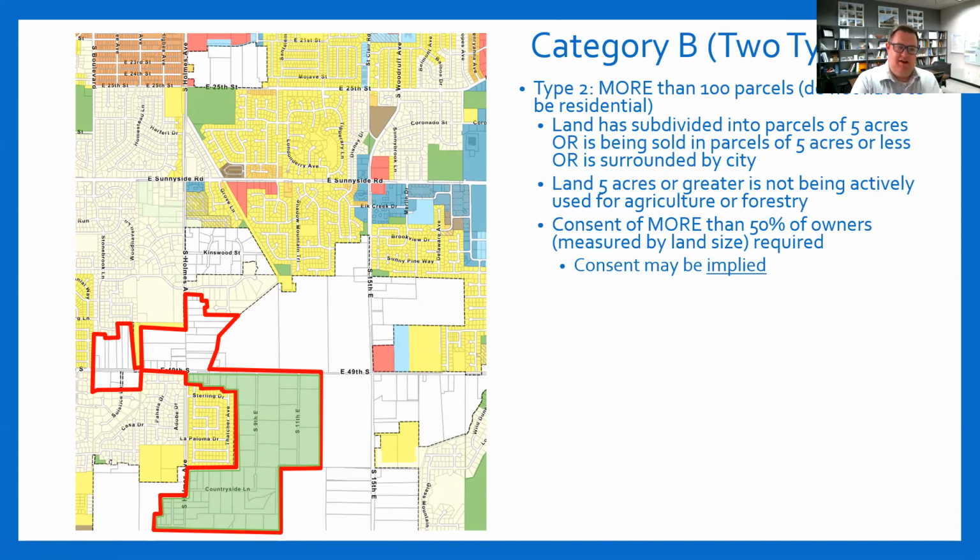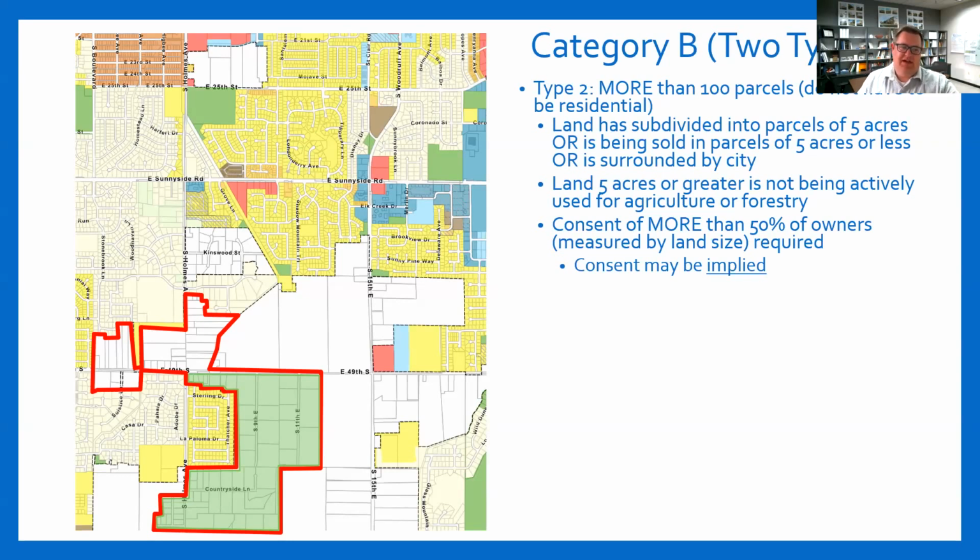So if you remember in category A, what we were talking about is an owner coming forward with a written application saying, I want to be part of the city. Often that doesn't happen with category B. But what the state statute means by implied consent is that the owners of that property are receiving a city service and typically a fee supported service. So sewer or water, those are the 2 specifically identified by the statute.